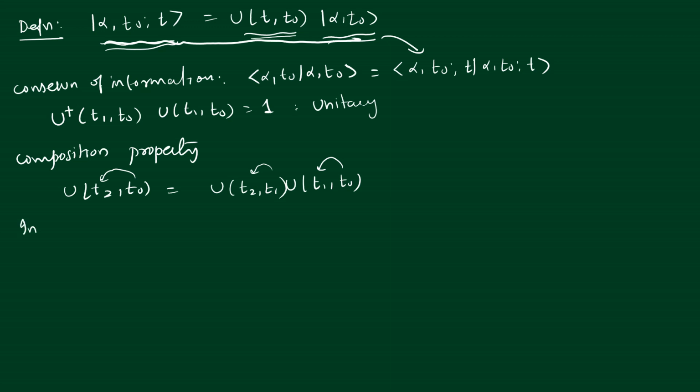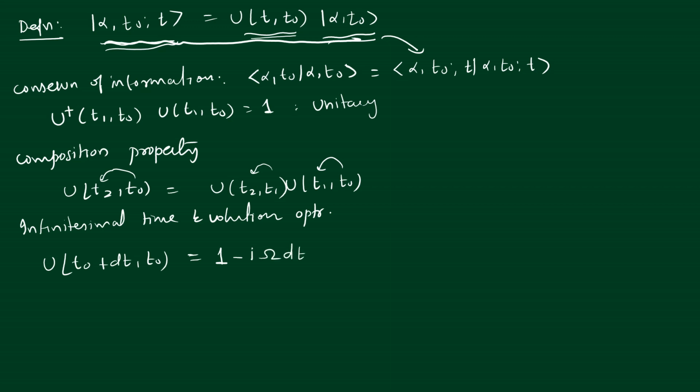Then we defined the infinitesimal time evolution operator. It is defined like this: U(t0 + dt, t0). We said that we can write it as an operator that differs from the identity operator by an infinitesimal amount. So we wrote it as 1 minus i omega dt. We said that this construction is unitary if omega is equal to omega dagger, in other words, omega is a Hermitian operator. So we included this i here such that the operator that appears here is a Hermitian operator, which we can say is the generator of time evolution.